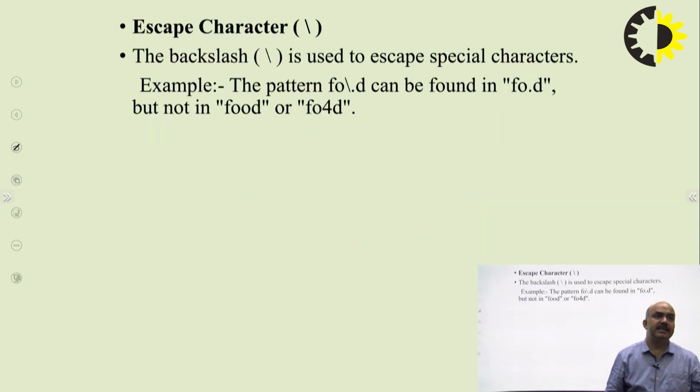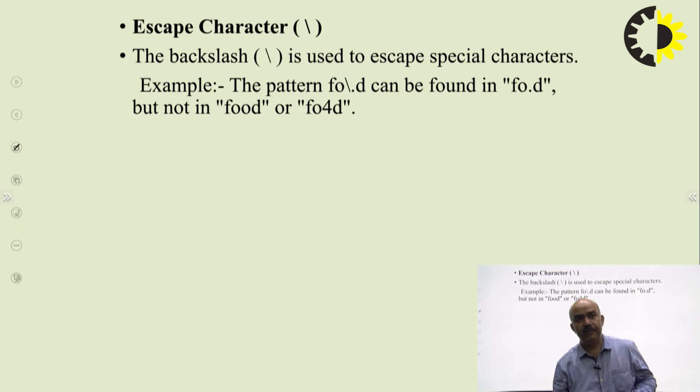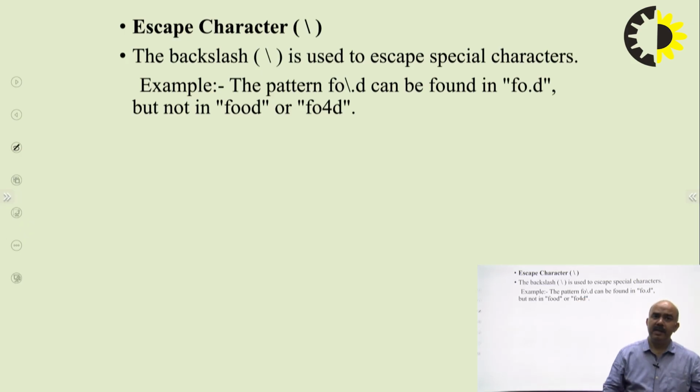Another is the escape backslash, which is used to escape a special character. For example, fo backslash period d can be found in fo.d, but not in food and fo where characters and numbers are there; then the pattern will not be matched.